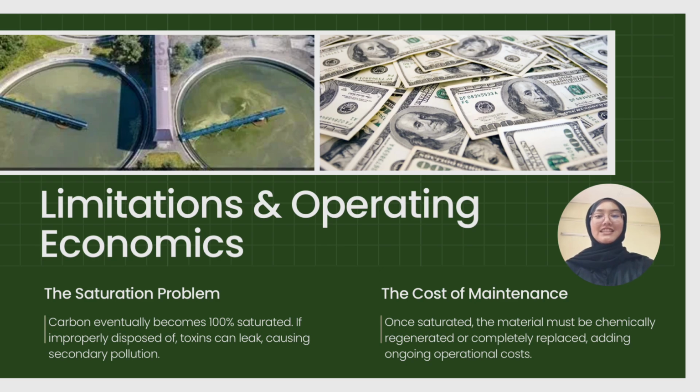Next, although this technology is very effective in removing pollutants, it also has some important limitations. One of them is the saturation problem, because over time the adsorbent materials become fully saturated as they keep adsorbing contaminants continuously. Once it reaches 100% saturation, it can no longer remove pollutants effectively. If the material is not replaced or treated properly, the trapped toxins may leak back into the water and cause secondary pollution. So monitoring and maintenance are very important here.